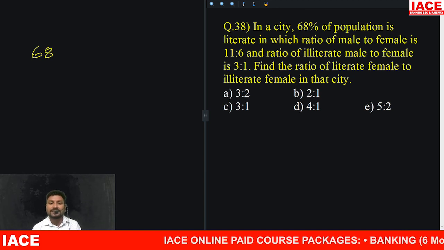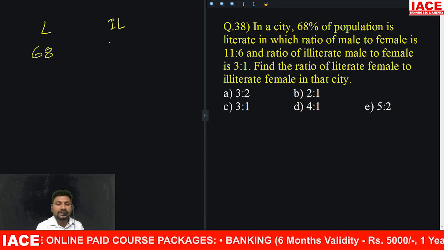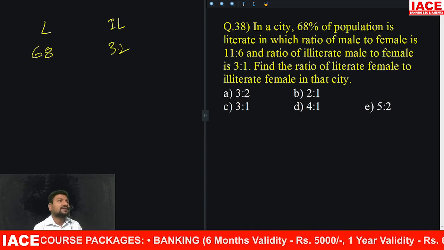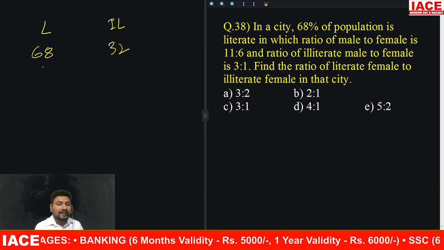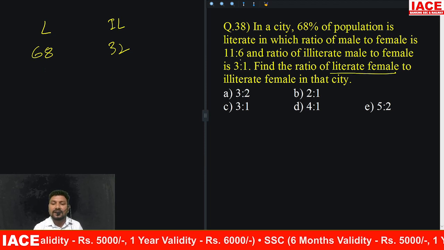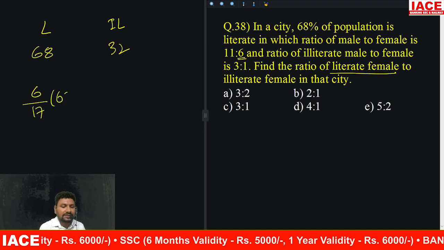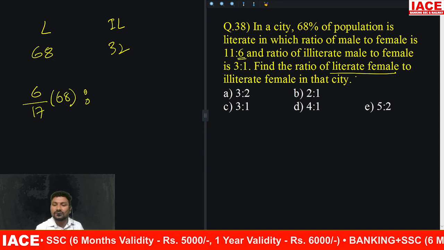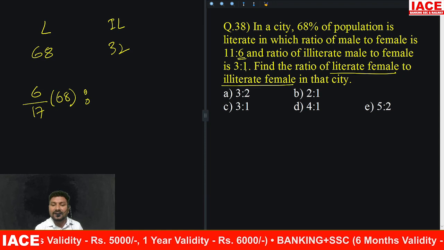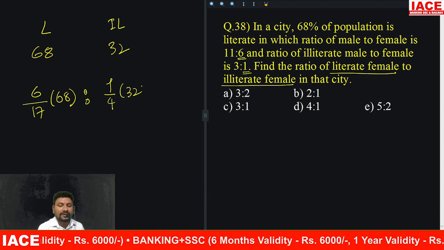In a city, 68% of the population is literate. And illiterate, how much? 32%. 68 plus 32 total 100%. In this literate part, they are asking to find the ratio of literate female. Literate female means 6 parts, 6 by 17 into 68. This is the ratio to illiterate female. Illiterate female means how many parts? 1 part. 1 by 4 of 32.